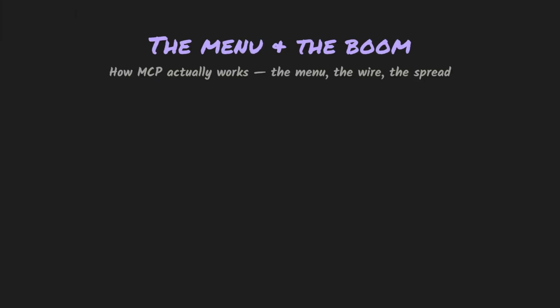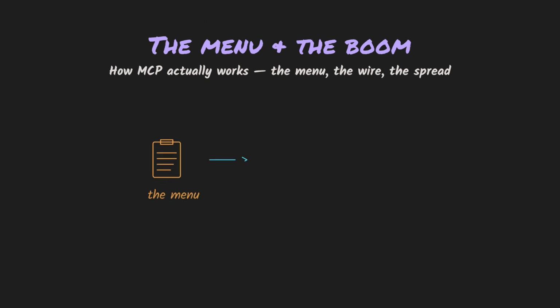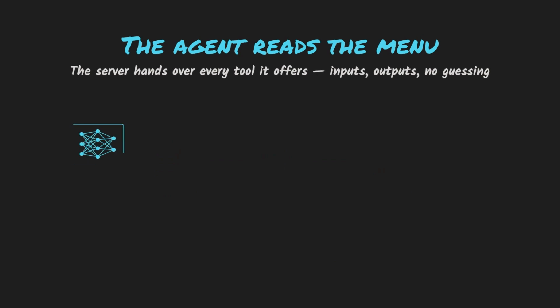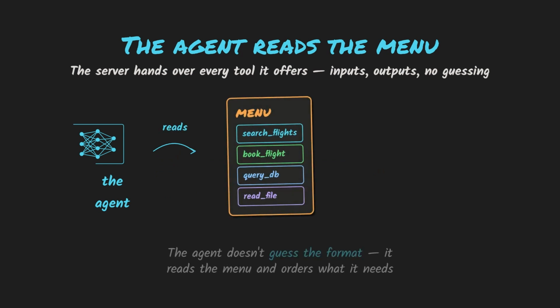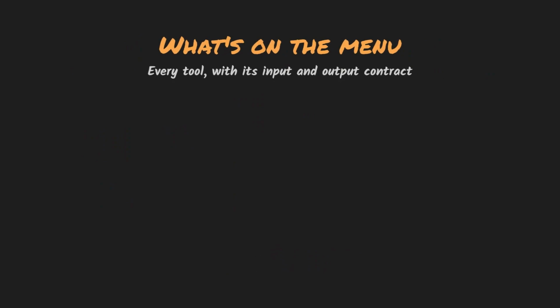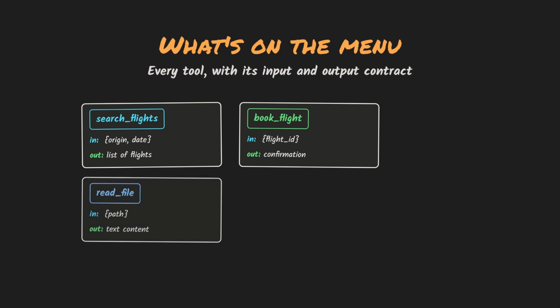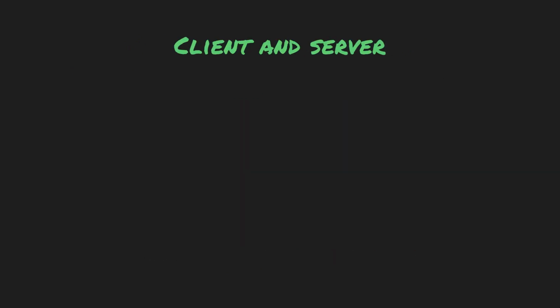Think of it like a menu. When an agent connects to an MCP server, that server hands over a list of what it can do. Search flights, book a flight, check a database, read a file, whatever it offers. It tells the agent exactly what input it needs and what output it'll give back. The agent doesn't need to guess the format, or scrape a web page, or reverse engineer an API. It just reads the menu and orders what it needs.